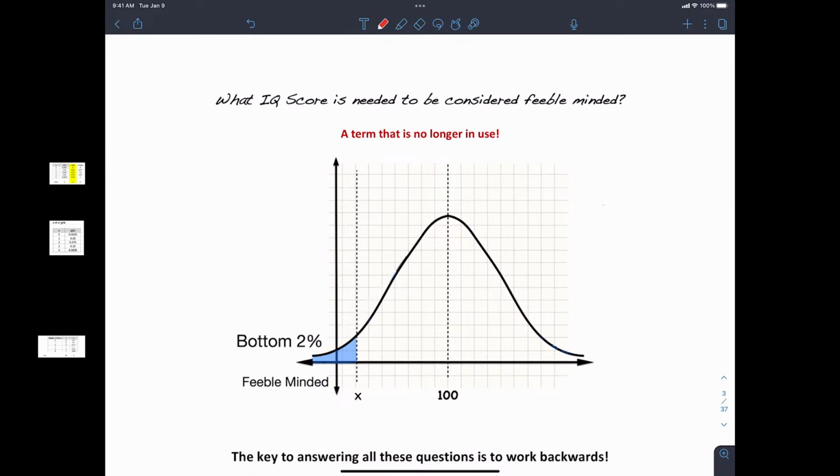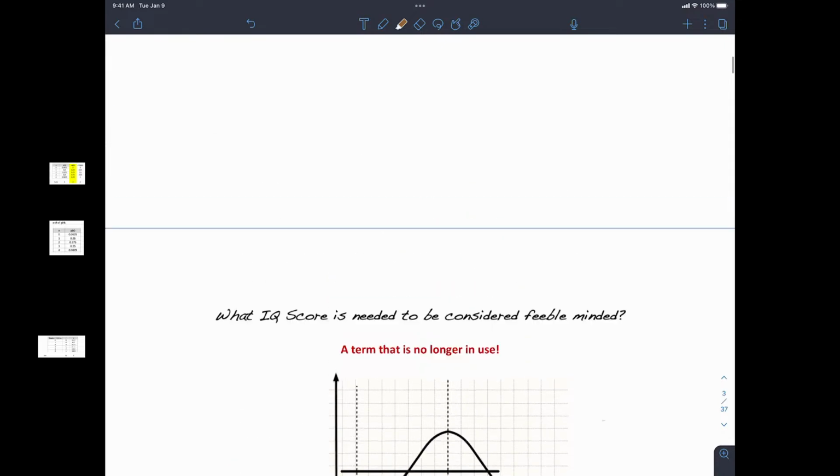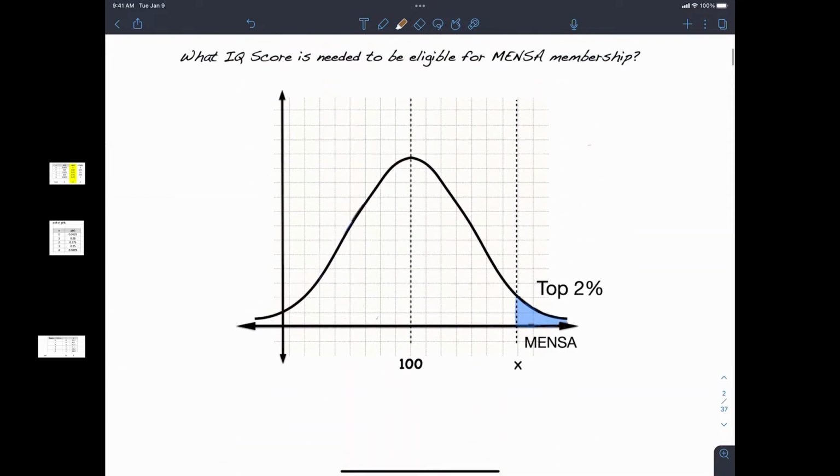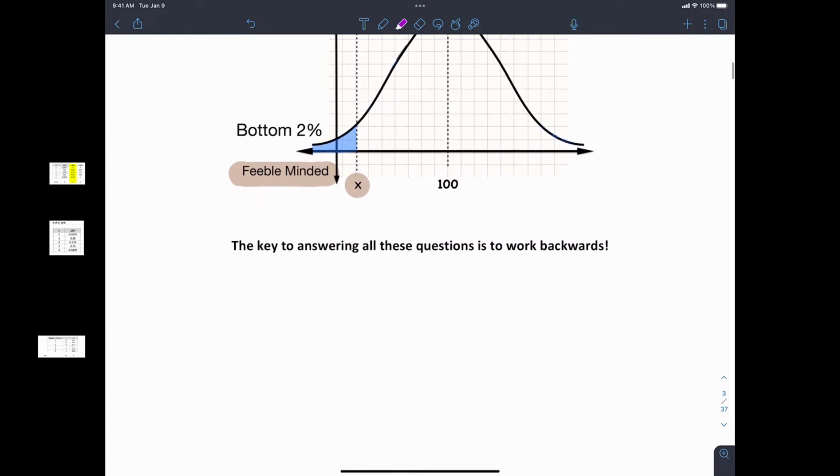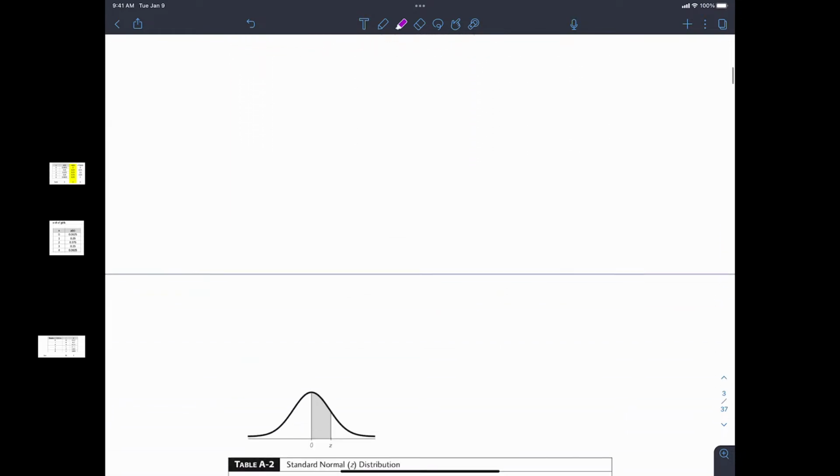So bottom, I think I found this, it might be legitimate, feeble-minded, bottom 2%. They want to know again, what's the X value to separate the feeble-minded people from the rest. Like here, to be in Mensa, that was a good thing. You guys remember? You're in the top what? Top 2% to be a Mensa member. They want to know the value of X. So all of these ideas are coming to us, we're going to find them, and it's going to be really simple, in all honesty.